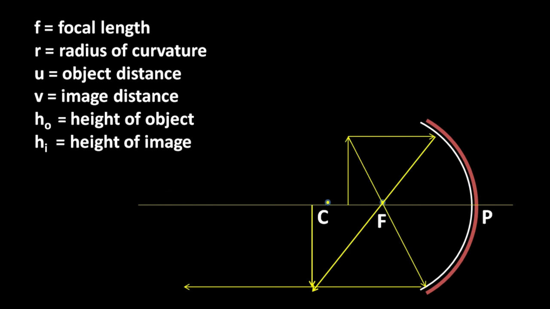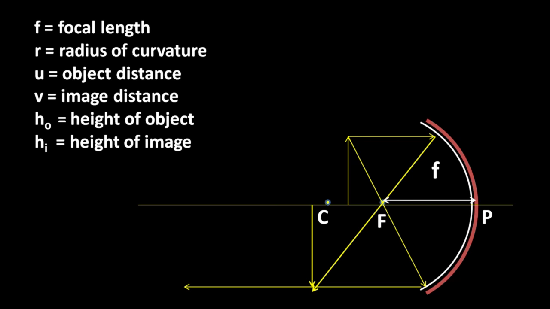Symbols, formulas, and sign convention. You are already familiar with the terms center of curvature, focus, and pole in a mirror. Focal length is the distance between the focus and the pole of the mirror.